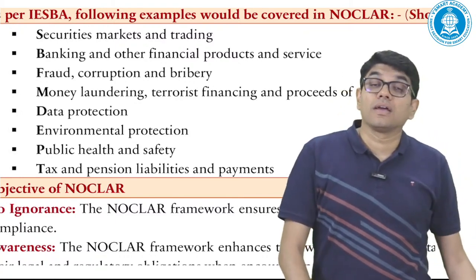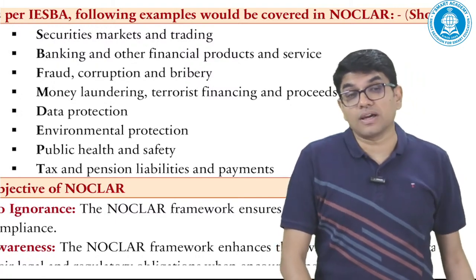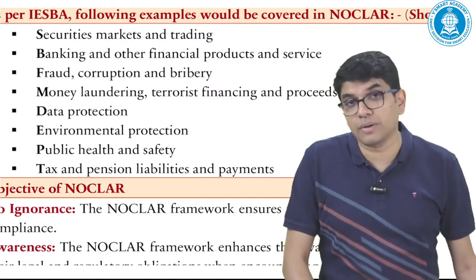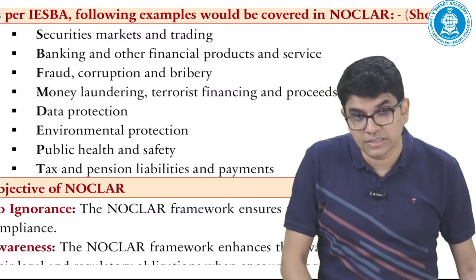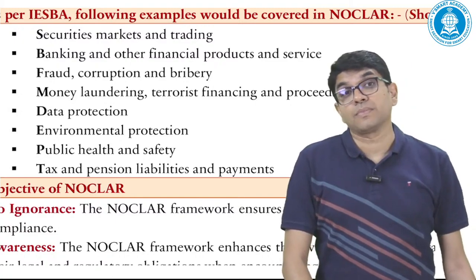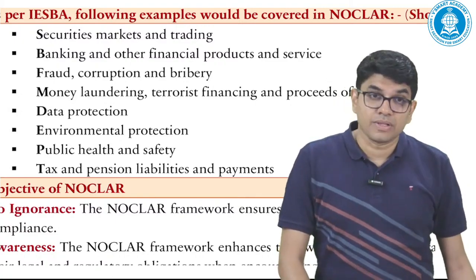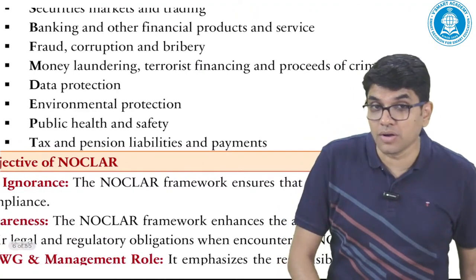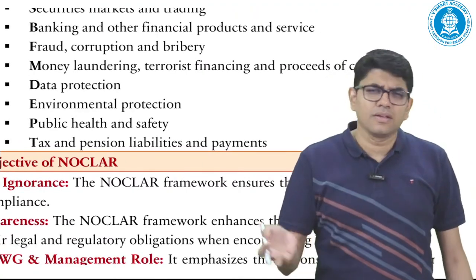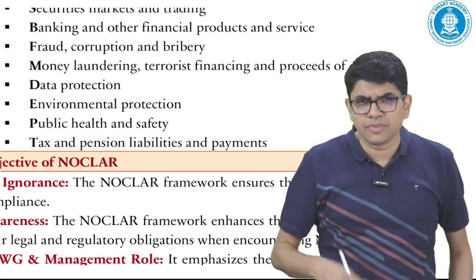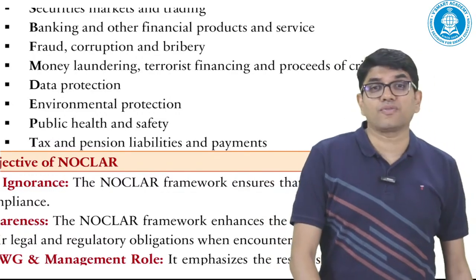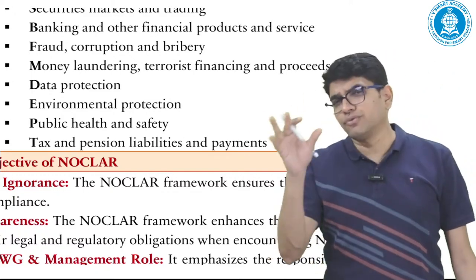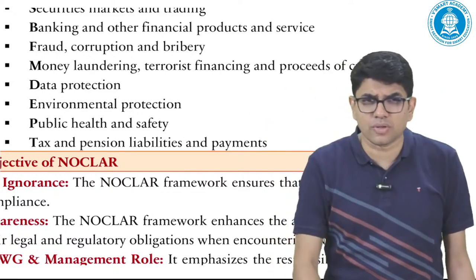Then, SBI FM: fraud, corruption, bribery. Yeah, there can be non-compliance of PMLA, the Prevention of Money Laundering Act, and the Anti-Corruption Act. Then, money laundering is simply converting your black money into white money; money laundering, terrorist financing, proceeds of crime. So again, you may come across such kind of non-compliance also.